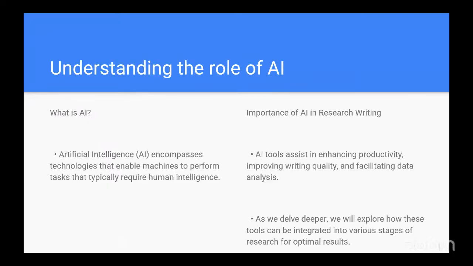So understanding the role of AI, what is AI? AI, or artificial intelligence, encompasses technologies that enable machines to perform tasks that typically require human intelligence. What is the importance of AI in research writing? So AI tools assist in enhancing productivity, improving writing quality, and facilitating data analysis. And as we delve deeper, we'll explore how these different tools can be integrated into various stages of research for optimal results.